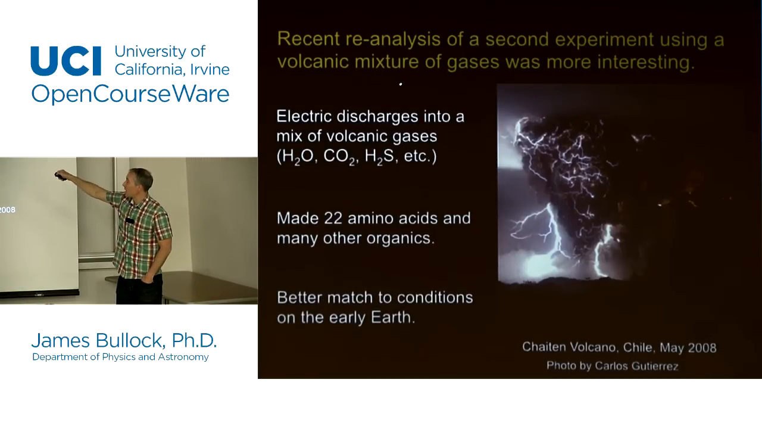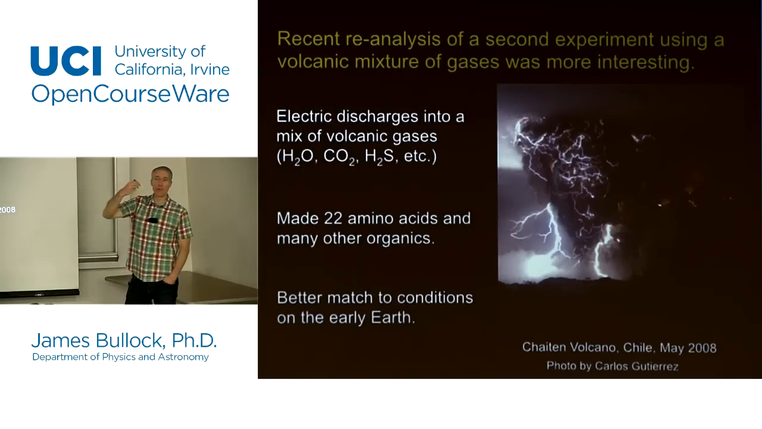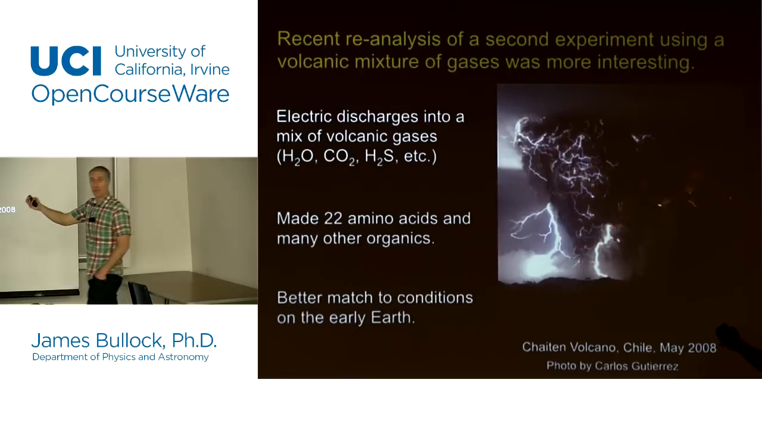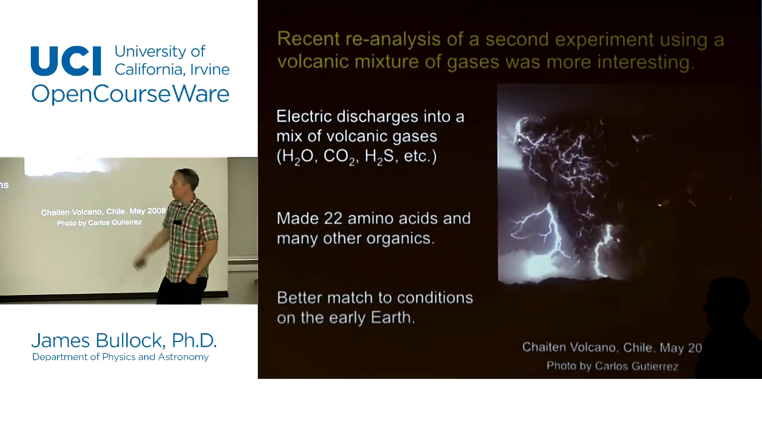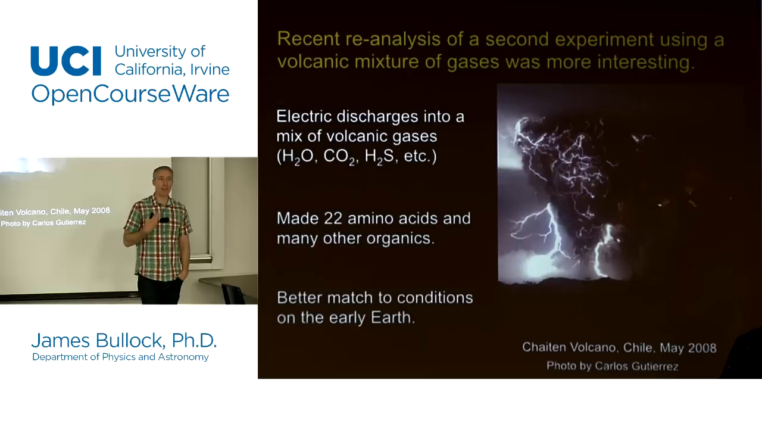If you do an experiment like they did before, but now sampling the atmosphere this way, you make all 22 amino acids. So when you look at something that's probably even more realistic of conditions of the early Earth, it's pretty easy to generate all 22 amino acids. So this, again, is kind of interesting.